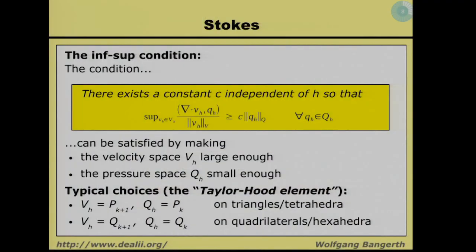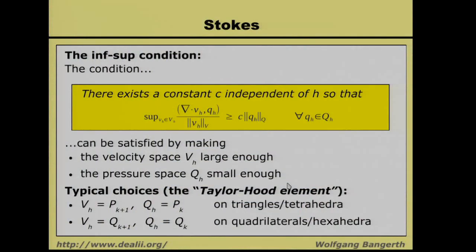So it turns out that if I choose the typical finite element discretization for the Stokes equation, and I choose, for example, Q1 elements for the velocity and Q1 elements for the pressure, the inf-sup condition is not satisfied. It just is what it is. It's not satisfied. A typical choice that does satisfy the inf-sup condition would be something that we call the Taylor-Hood element.